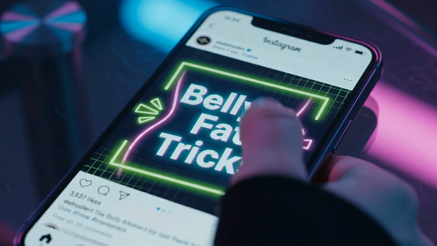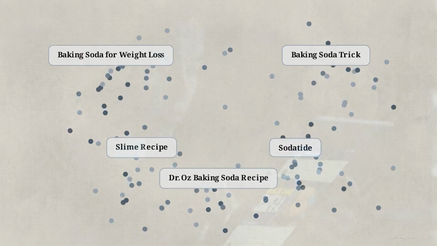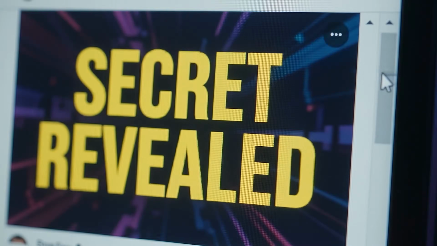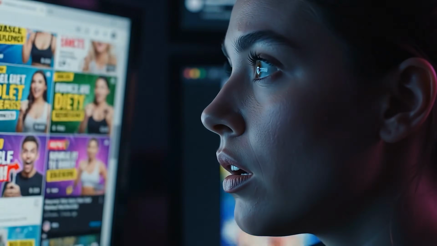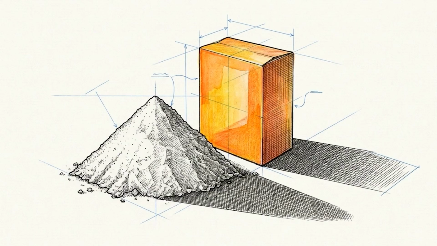Looking at this map of global search data, a massive cluster of queries revolves around a single household item. Millions of people are hunting for a baking soda trick, a slime recipe, or baking soda for weight loss. But when we filter out the pseudoscience and diet trends, this chaos organizes into a rigid grid beneath a single chemical formula, NaHCO3. That formula represents sodium bicarbonate, the exact chemical identity of everyday baking soda.